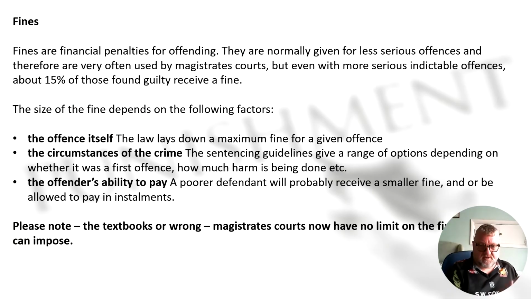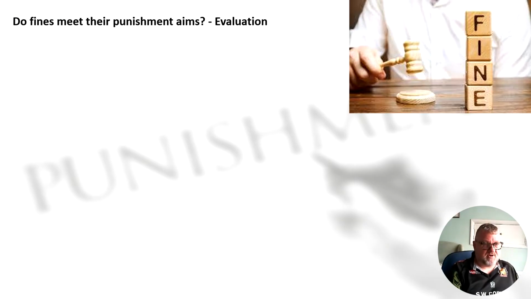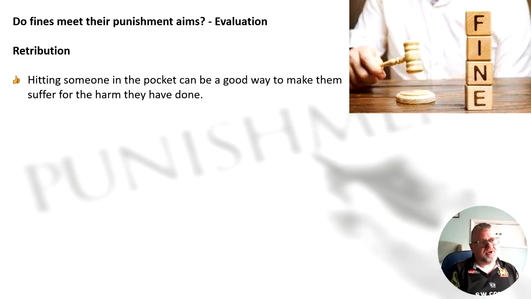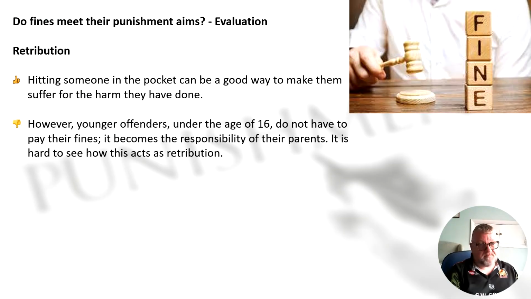So just a caveat here, please note the textbooks are wrong. Magistrates' courts now have no limit on the fines they can impose. So let's drill down a bit on fines. So I think you could argue they're retribution because hitting someone in the pocket could be a good way to make them suffer for the harm they've done. That's fine. But on the flip side of that, you could bring in this idea that younger offenders under the age of 16 don't have to pay their fines. It becomes the responsibility of their parents. So if that's the case, very hard to see how that acts as retribution.